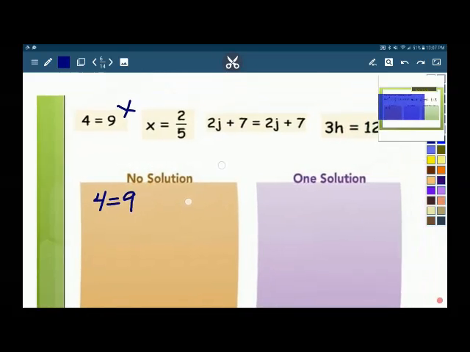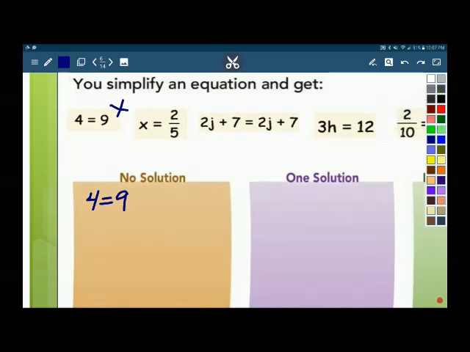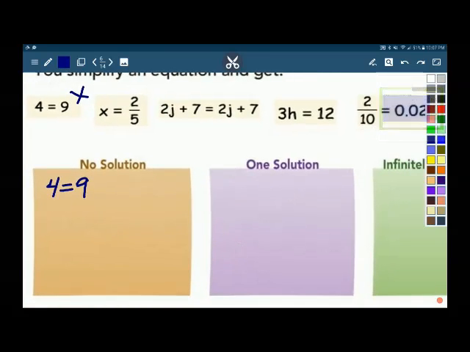Okay, the second equation I have is x equals 2/5. Well, it's not saying that two numbers that are unequal are equal to each other, and it's also not saying that two numbers that are equal to each other. It actually is telling us exactly what the variable is equal to. So that is going to be one solution. X equals 2/5 is under one solution. The only number that it's saying x is equal to is 2/5.